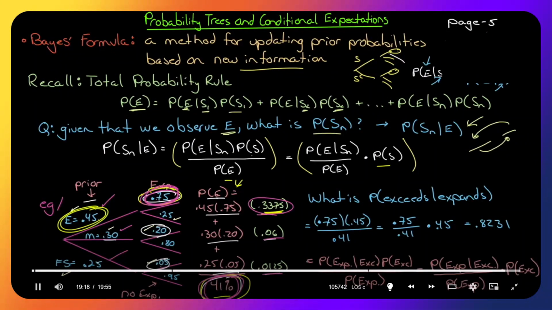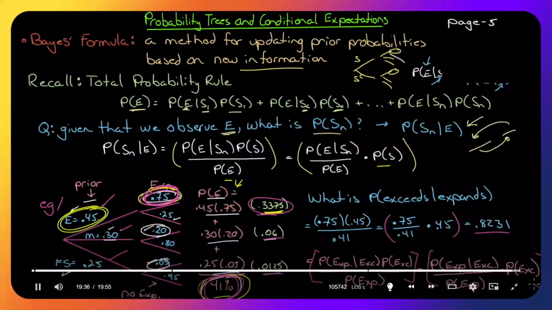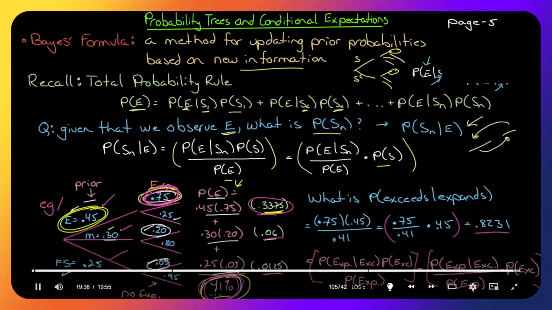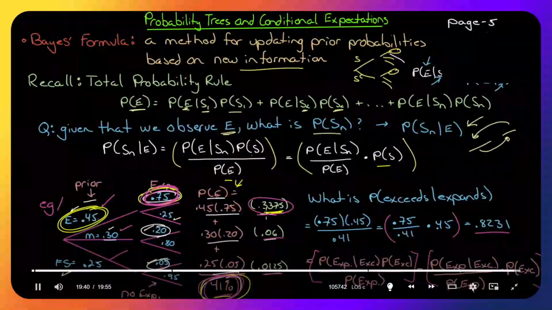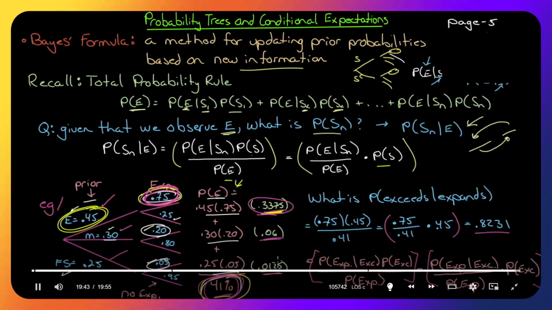So that's what's done over here. 0.75 times 0.45 divided by 0.41. Or as the book likes to put it, 75 divided by 41 times 0.45. You get the same thing, 0.8231. I just think it looks better like this as opposed to this. That's it. That's all Bayes' formula is. Start with the total probability. You'll end up with a total probability. Find the probability of each of the subcomponents that add up and simply divide them. And when you divide them, that will update all of the prior probabilities.